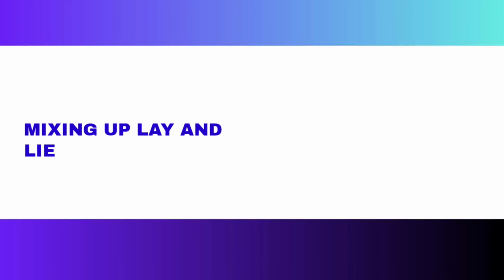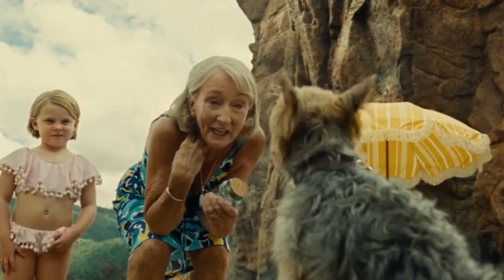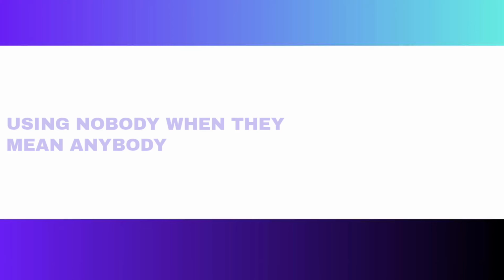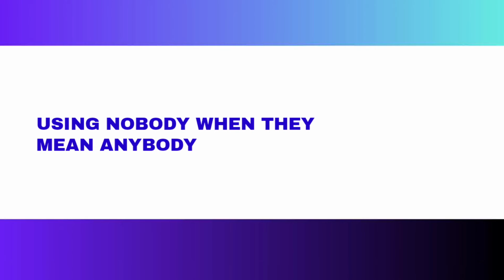Lie describes something moving on its own into position, or already in position. I decided to lie down. Once you understand these definitions and want to make them stick long-term, you can use this mnemonic memory tool. Lay, place. Lie, recline. Lay down. Lie down.